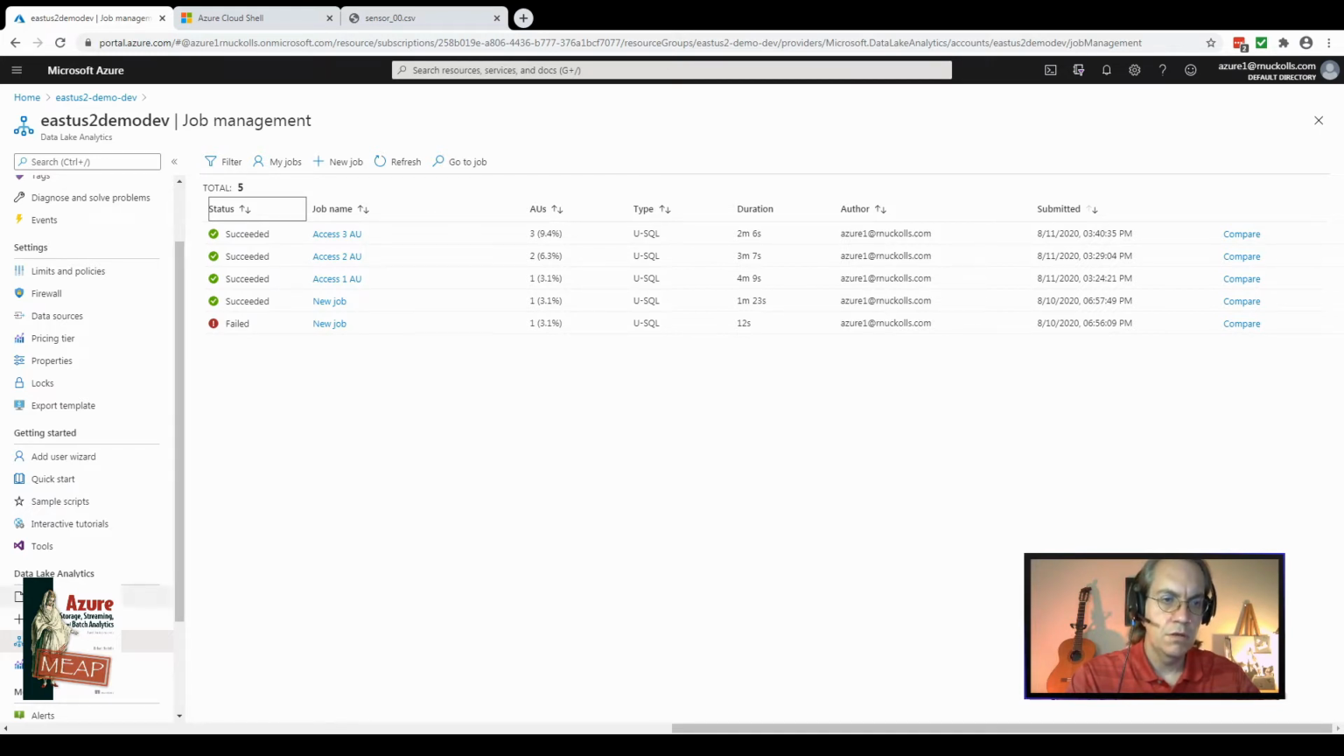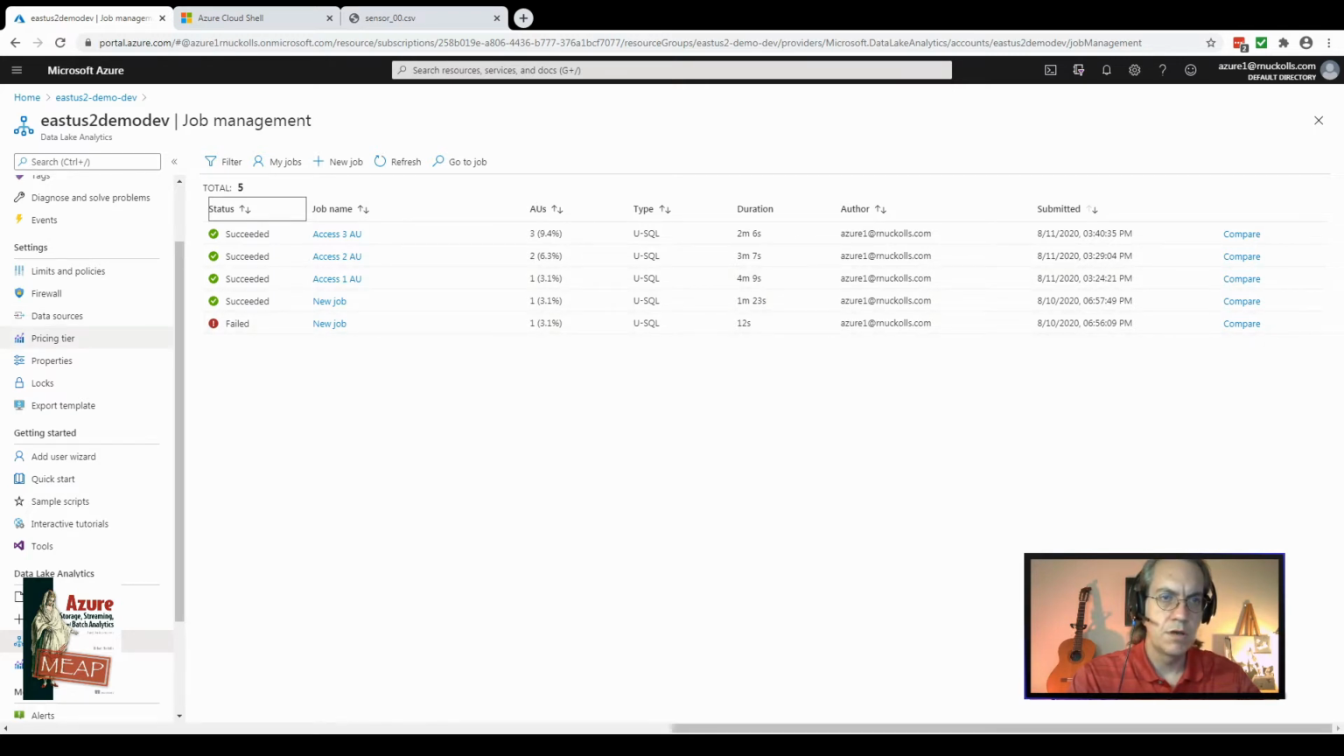Here in the job management blade, which you can access on the left-hand nav in your Data Lake Analytics service in the Azure portal. As you can see, I've run several U-SQL jobs here in the last day, a couple yesterday and a couple today.